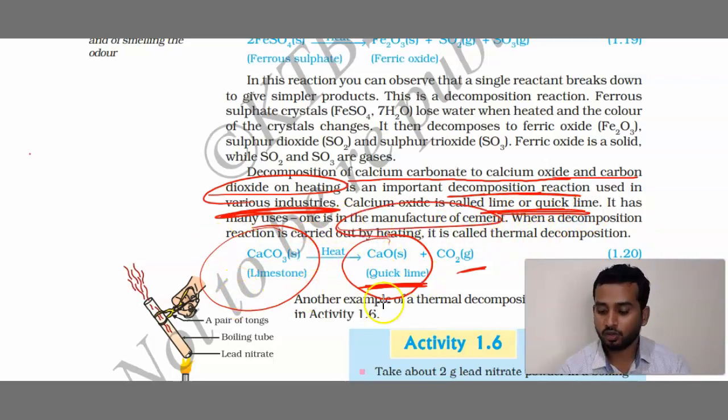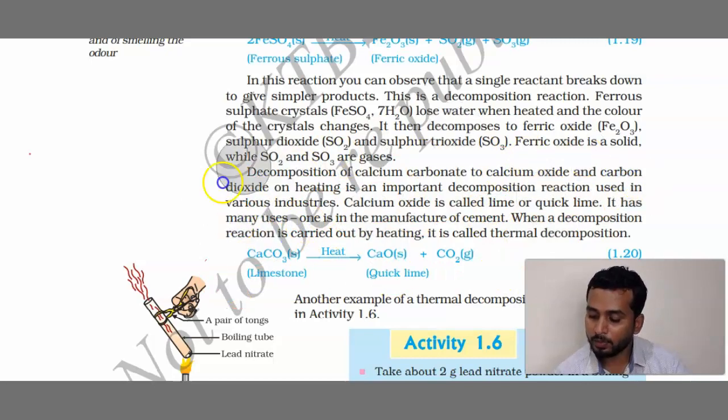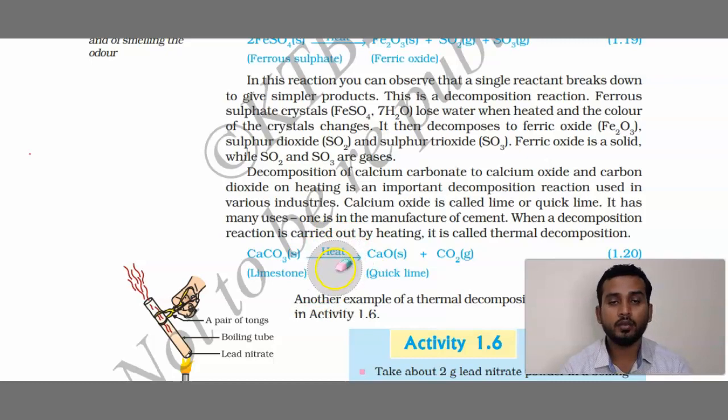Remember this. So where do we use this quicklime? We use it in the manufacturing of cement. Got it? So this is how we have the decomposition reaction.